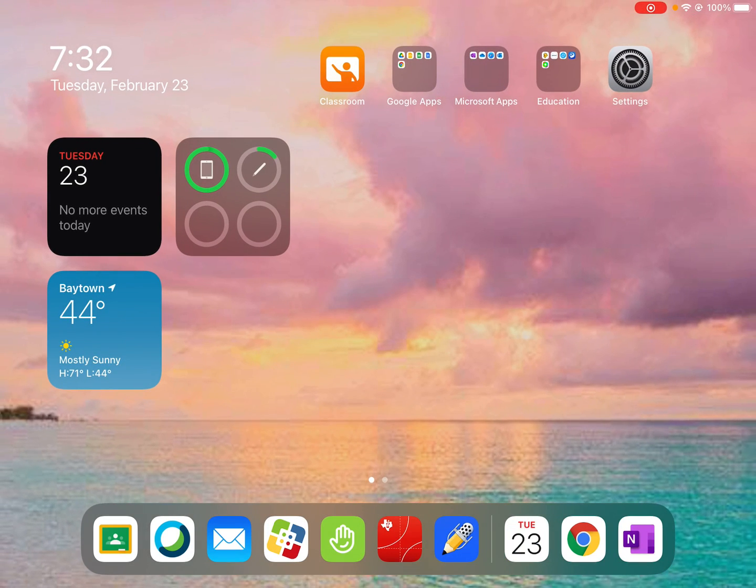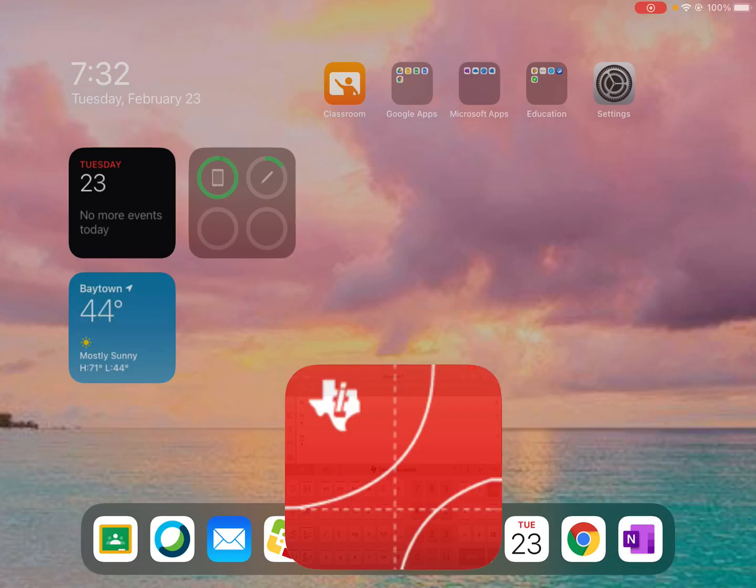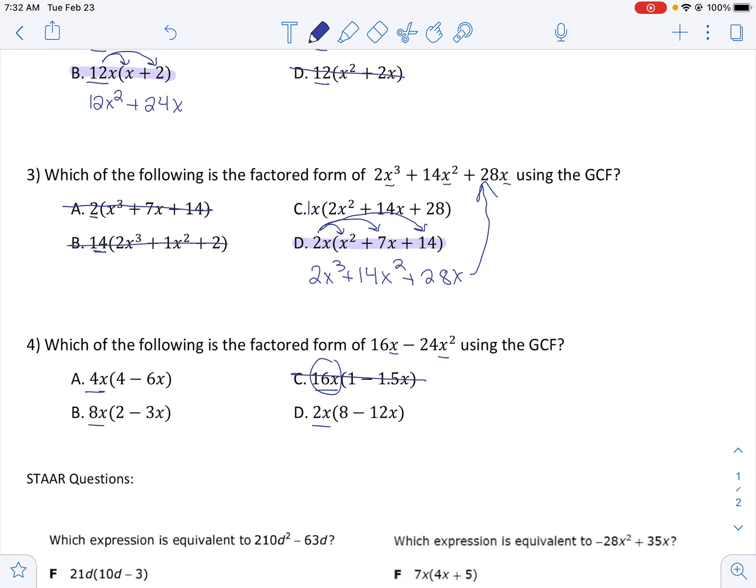So now I'm going to check the next biggest one, which is going to be 8. I'm going to do 16 divided by 8. I get 2, and 24 divided by 8, I get 3, which tells me that one does work, and that would be my GCF. Again, I can always check myself. 8x times 2 is 16x. 8x times a negative 3x is a negative 24x squared. That matches what we had up here, so it works out.